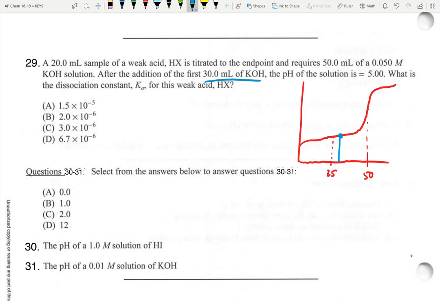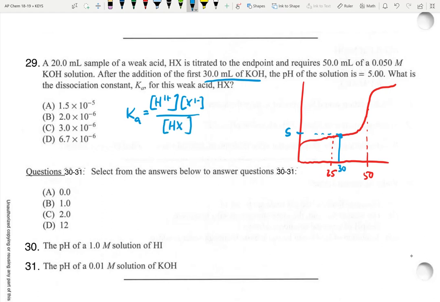And it says the pH of the solution is 5. Okay, so I'm going to dash that across and say pH equals 5. So this is kind of just a quick graphical description of what this question is saying. At around 30 milliliters, pH equals 5. What is the dissociation constant? Let's set up the equation, expression. Ka equals, for HX as our acid, we'd have hydrogen ion, we'd have X ion, our conjugate base, and we'd have HX.